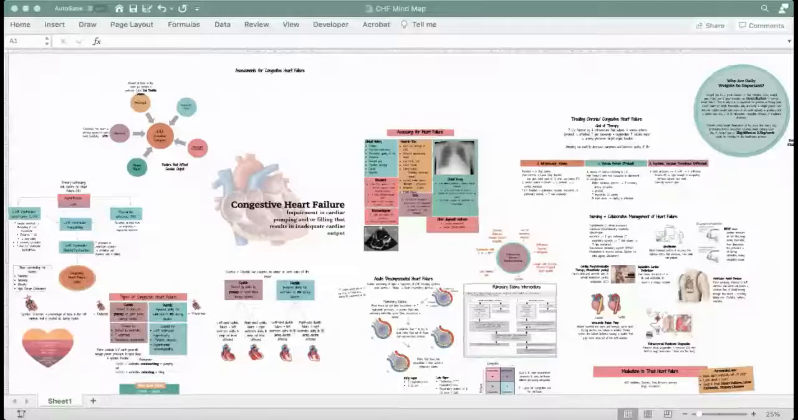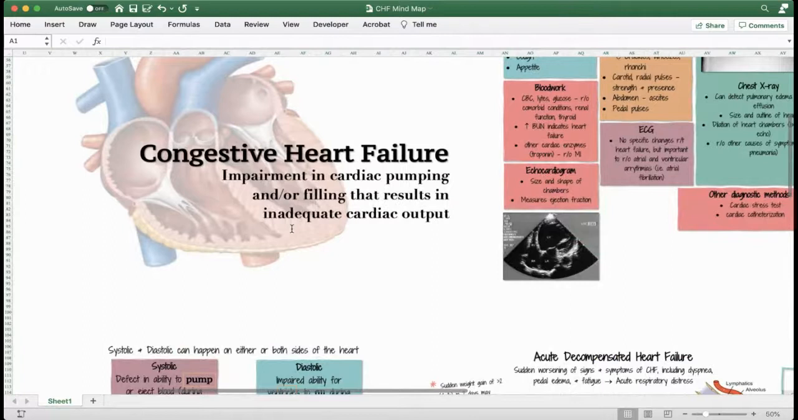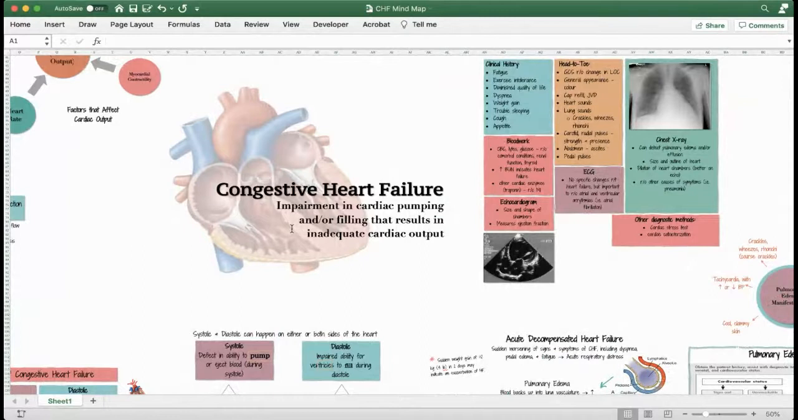We're starting off with congestive heart failure. Maybe if we have time, which I doubt, we can do a little of the STEMI and STEMI stuff. But we know that congestive heart failure is an impairment in the pumping of the heart or the filling of the heart, usually the left ventricle, that results in an inadequate cardiac output, right?